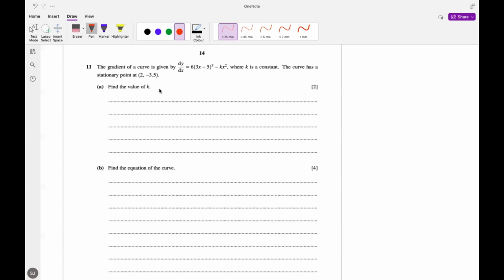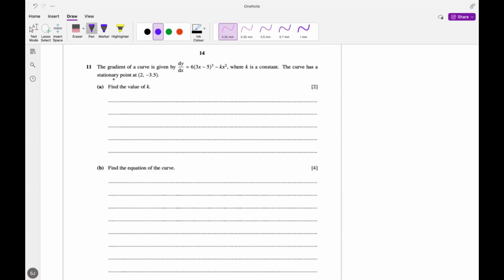In question 11, the gradient of a curve is given by dy/dx equals 6 into (3x minus 5) whole cube minus kx squared, where k is a constant. The curve has a stationary point at (2, minus 3.5). In part A, we have to find the value of k.